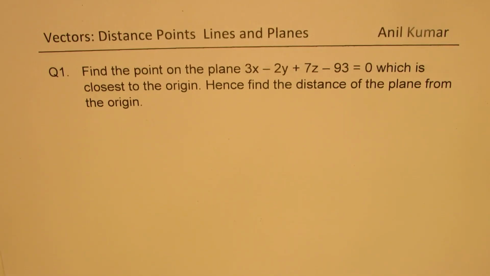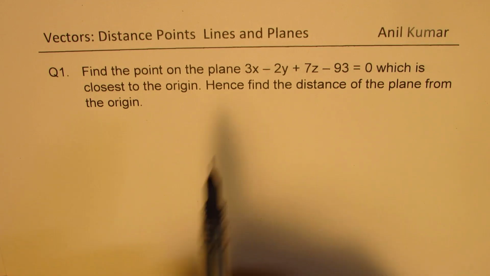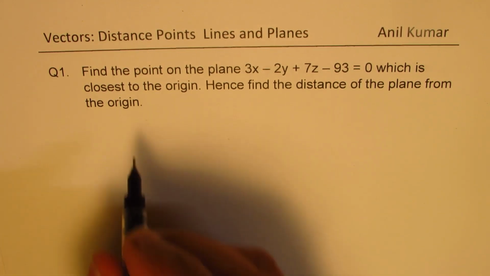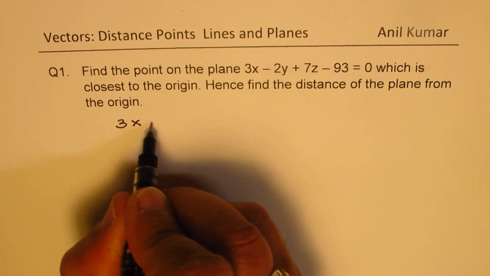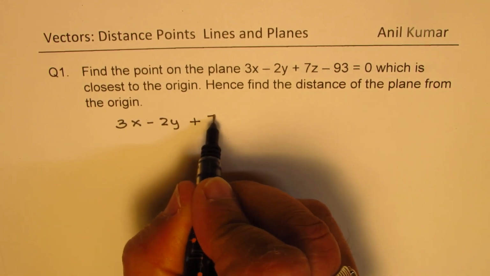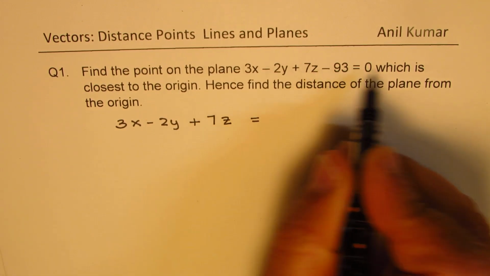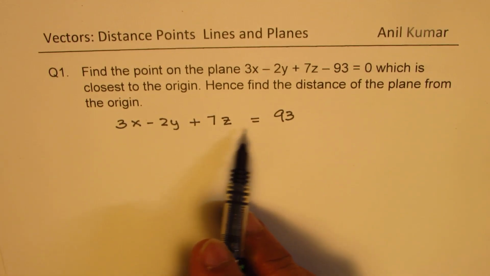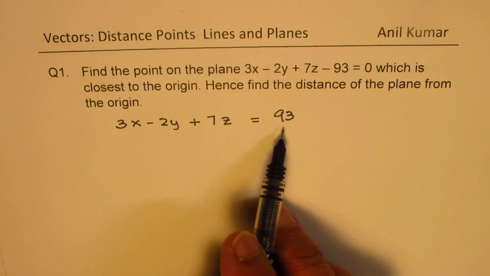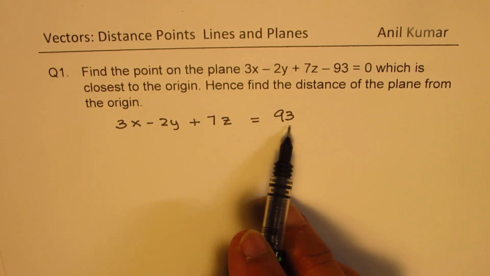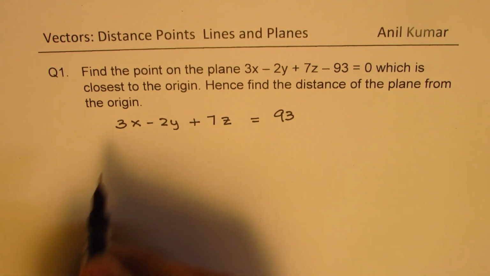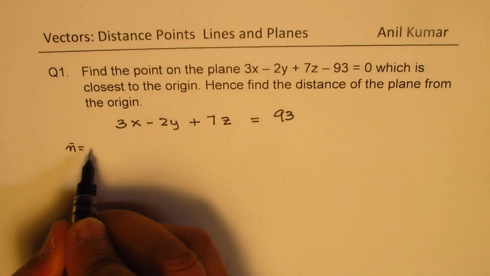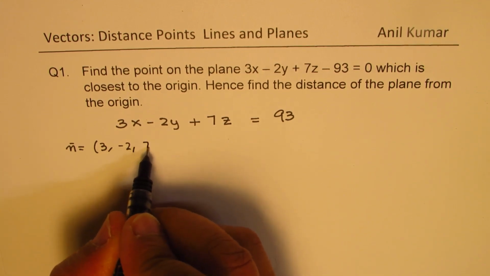The very first one is to find the point on the plane which is closest to the origin, right? So we are given the equation as 3x minus 2y plus 7z equals 93. Let me take 93 to the other side, right? Now to answer this question most efficiently, you should find the unit normal vector, and then you can divide all these by the unit normal vector. You will get the distance also, and you'll also get the point, correct? Let's see how. The normal vector in this case is (3, minus 2, 7).